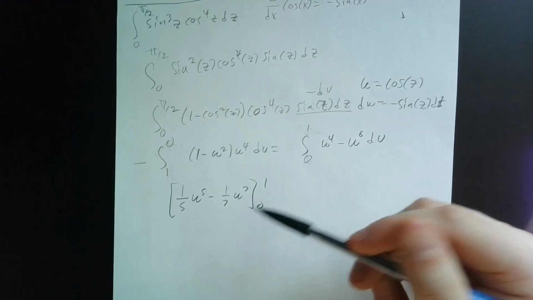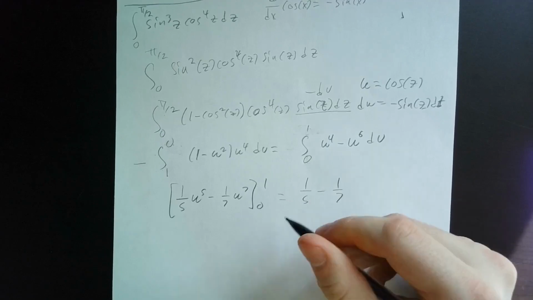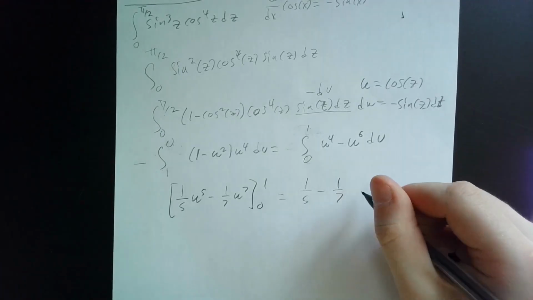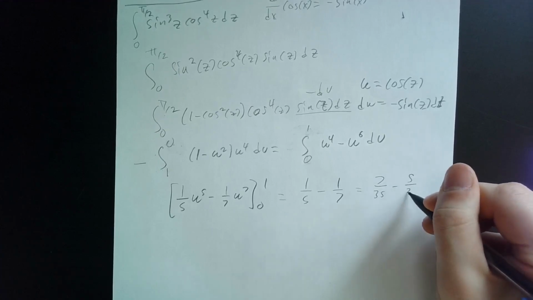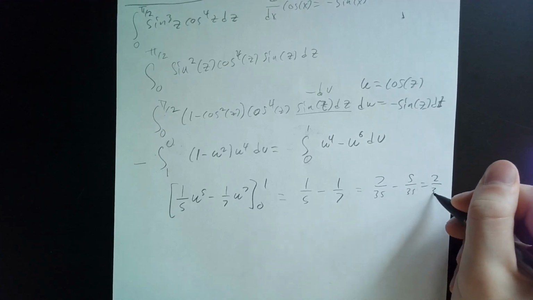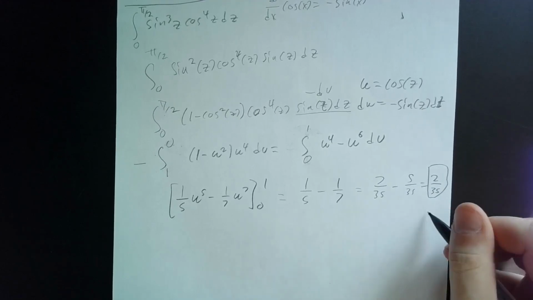Evaluated at 0, this expression is 0, so we just have to do 1 over 5 minus 1 over 7. Plug in 1 for u, and we're done there. That's going to make 7 over 35 minus 5 over 35, which makes 2 over 35, which is answer choice C.